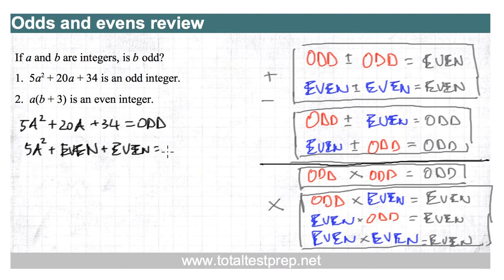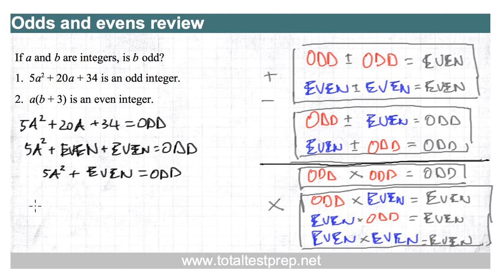We know that this thing is odd. So the first step usually is to try to convert as much as possible. You can get rid of the numbers and turn it into a statement with the words odd and even in there. Now, even and even are two numbers of the same type, so the result is going to be even. So far we have 5a squared plus an even gives us an odd.